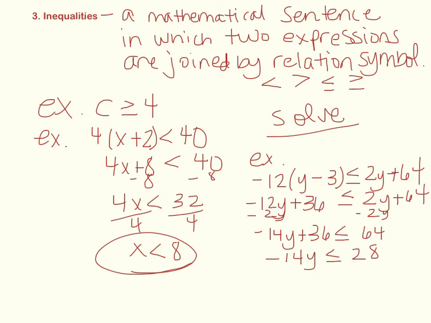And then we divide by negative 14 on both sides to isolate that variable, and you end up with y is greater than or equal to negative 2. Now hopefully you remember why we flipped our inequality sign. Remember, when you divide by a negative or you multiply by a negative when solving an inequality, you have to flip your inequality sign. So don't forget that. Don't forget to flip your sign.